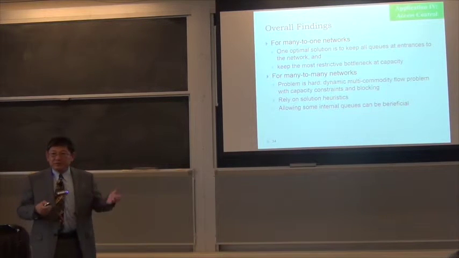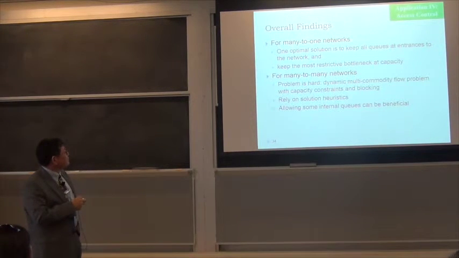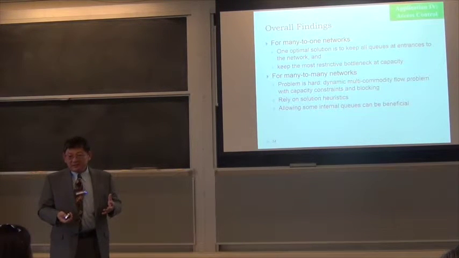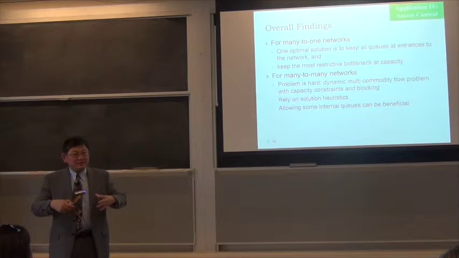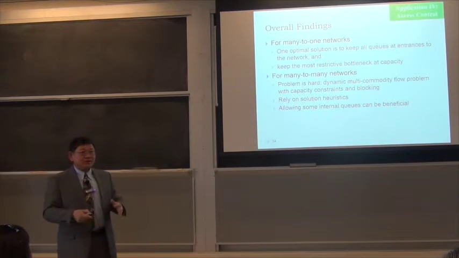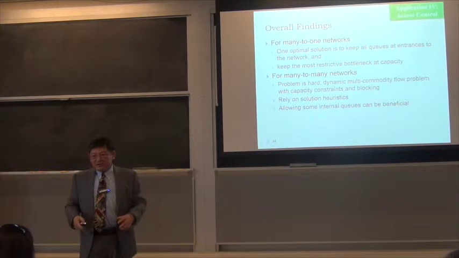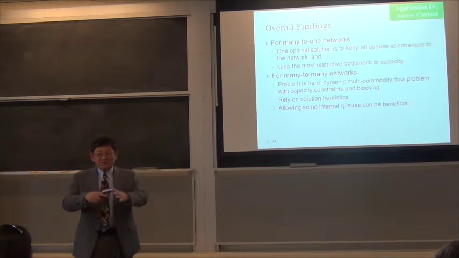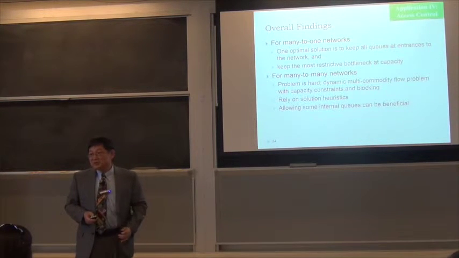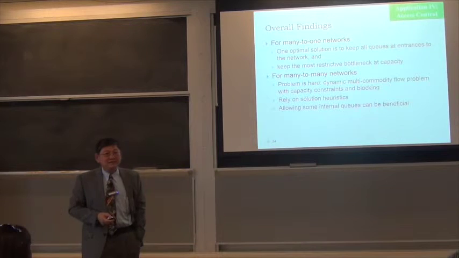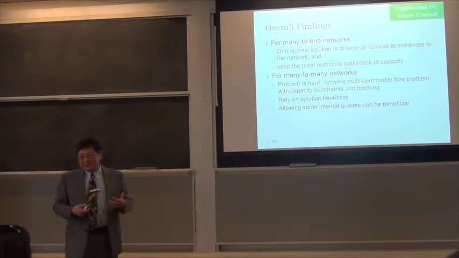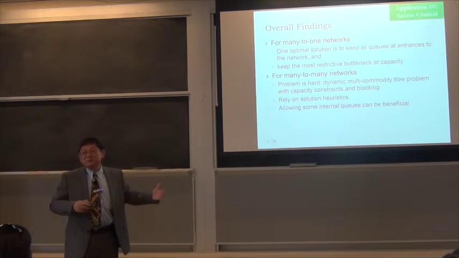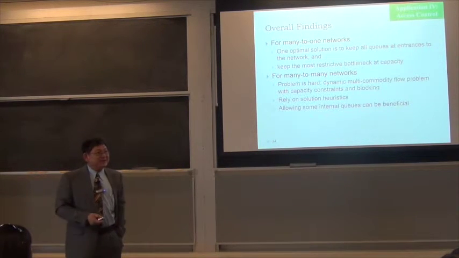So far we haven't solved the general problem, but we found out that in the case of many-to-one networks, which means many origins to one destination, like everybody going to a CBD, you can control the traffic at the perimeter and eliminate the queues inside the network, and then have all the queues at the perimeter. And that provides you the best solution, the minimum delay. But in practice, that may not be feasible because you don't have storage for the long queues, or people may not be happy sitting there for a long time.